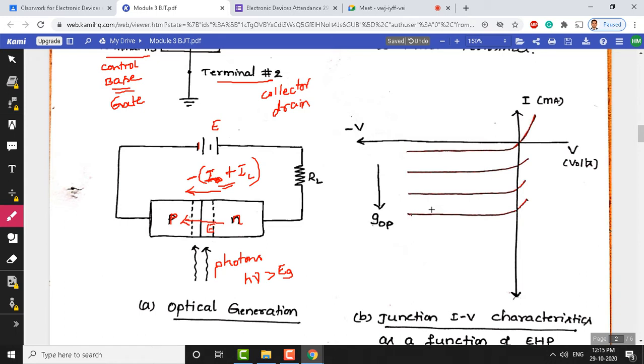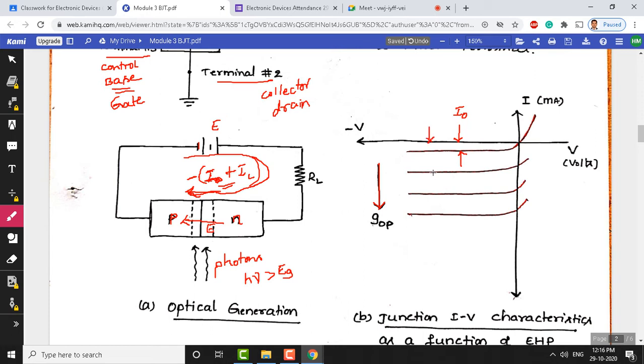We have also shown here the characteristics of the photodiode, as you can see. This is the reverse saturation current in the absence of light, the current that flows in the reverse biased PN junction. The direction of current is from the N side to the P side. In the absence of illumination, this dark current I naught, or reverse saturation current, flows. As the intensity keeps increasing, the optical generation rate also keeps increasing, more and more electron hole pairs are generated, and you will get more and more current.